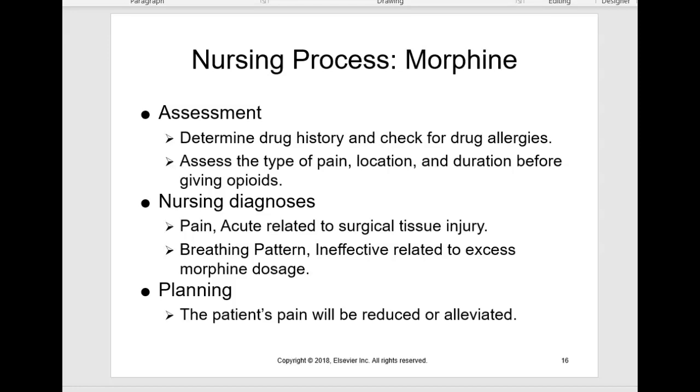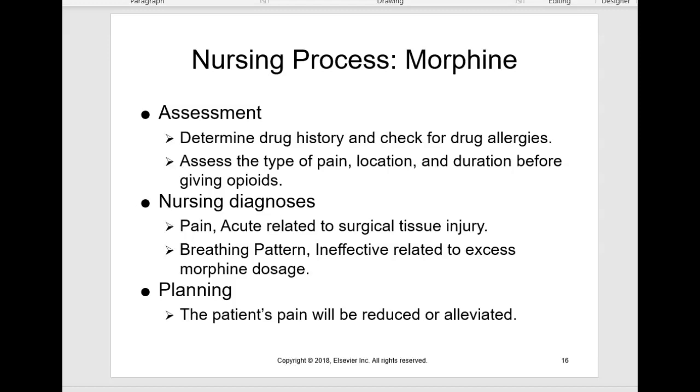Prior to administering morphine, we're going to want to check the drug history, look for allergies, assess the type of pain, location, duration of pain before giving any opioids. We want to assess the pain, so get a rating using whatever pain scale we're using.